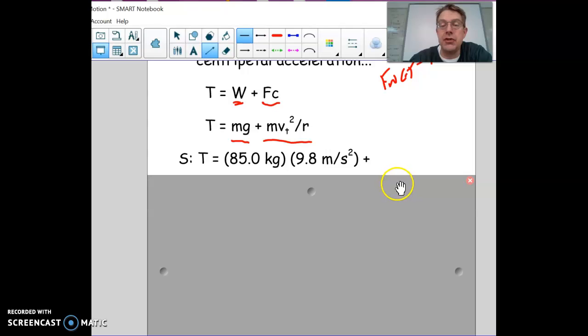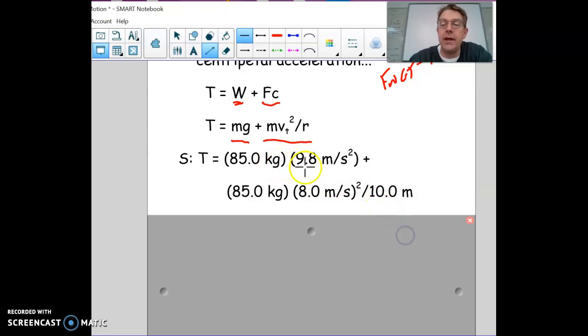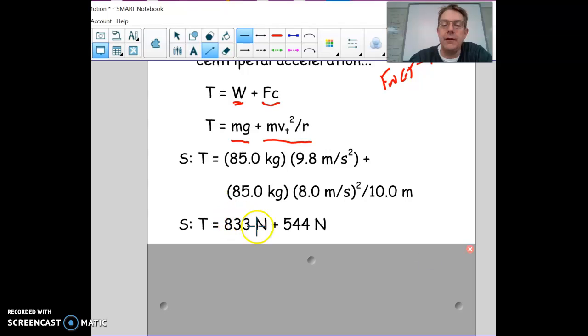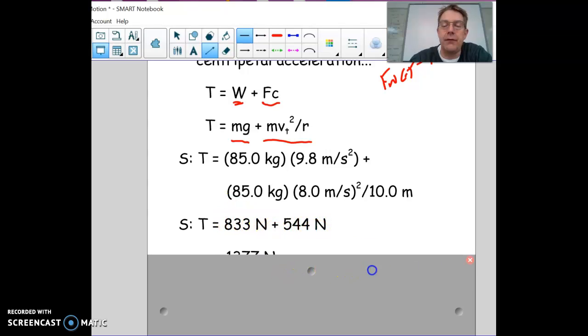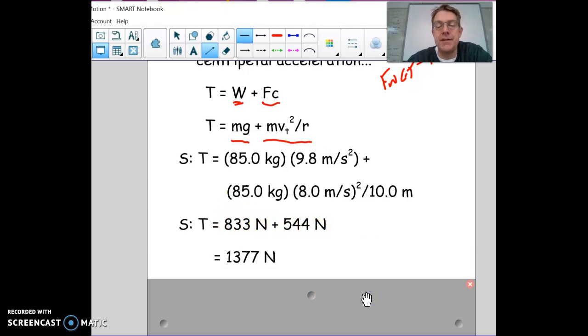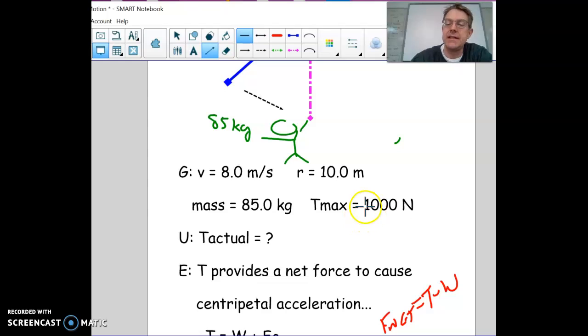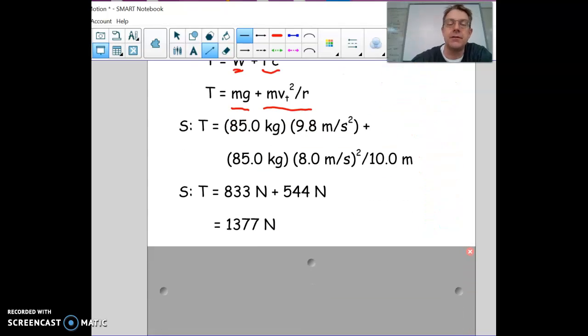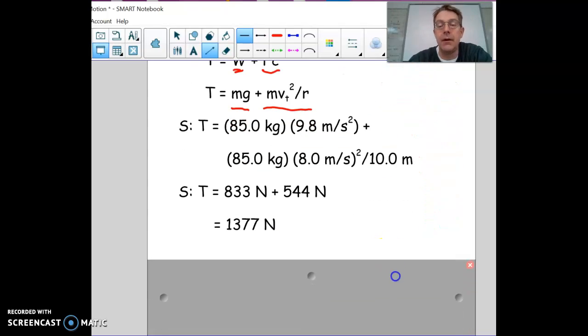So now it's just plugging and chugging the numbers: the weight of the person, and then the centripetal force is m v_t squared over r, which is the equation we gave you yesterday. So we have 833 newtons plus 544 newtons. This is going to cause a tension of 1377 newtons, which exceeds the maximum tension of 1,000 newtons. Guess what? The vine breaks and the person falls into the river.